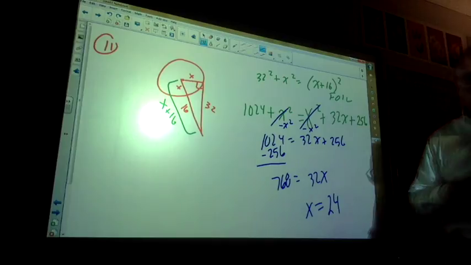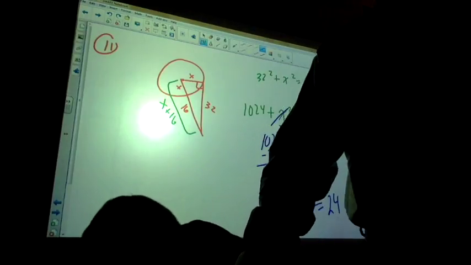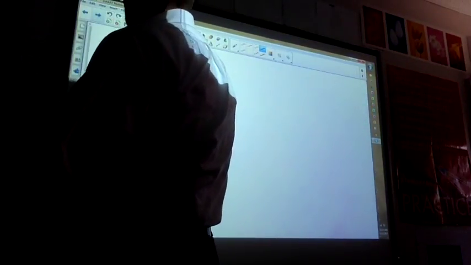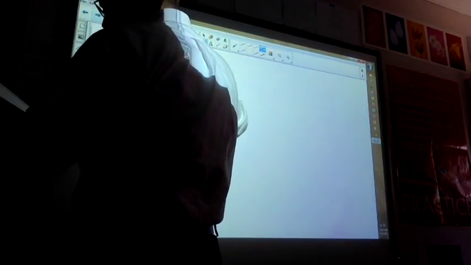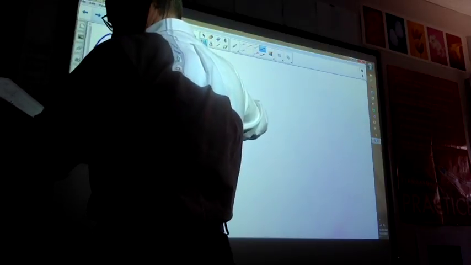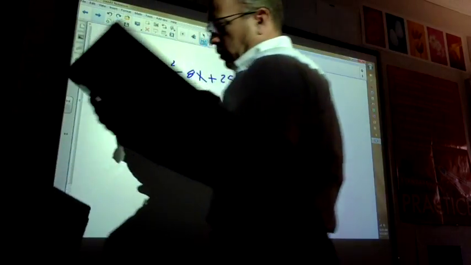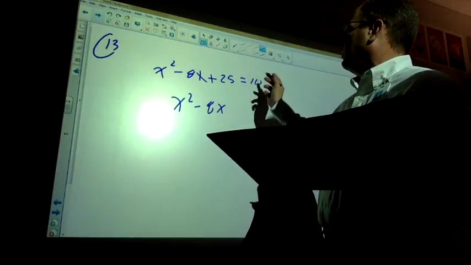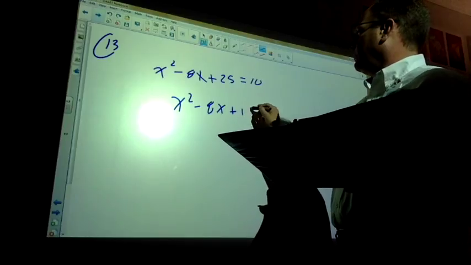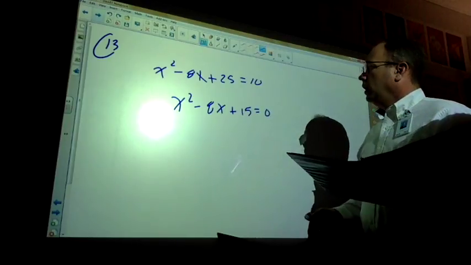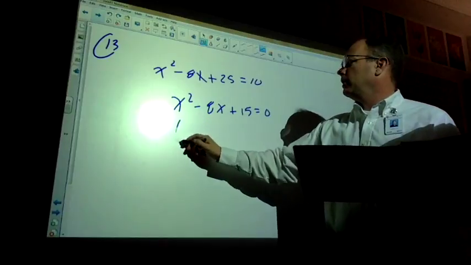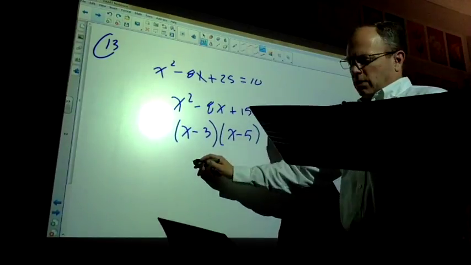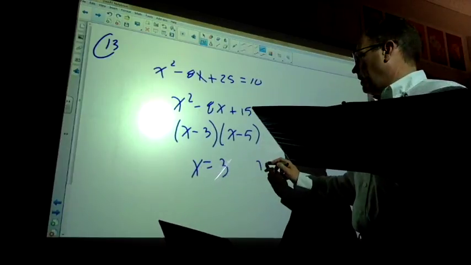12? 13. All right. 12 and 13 are done the exact same way, so we'll just look at 13. x plus 25 equals 10. They have to equal each other. So then you could probably factor it. That's going to be plus 15. Does that factor? Yeah, 3 and 5. So x is equal to 3, x is equal to 5.